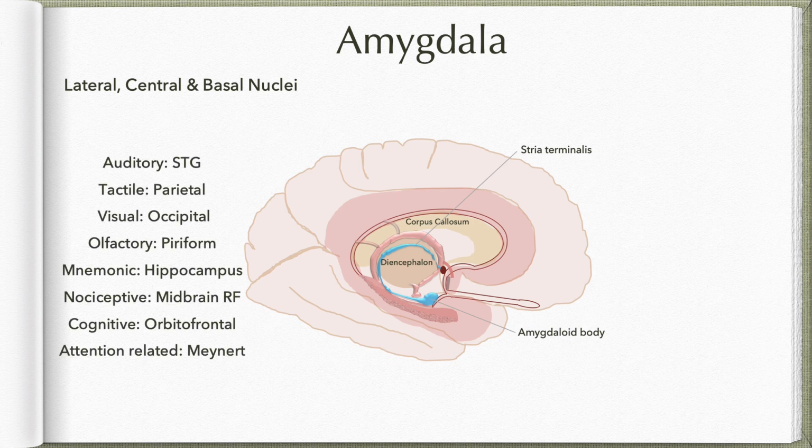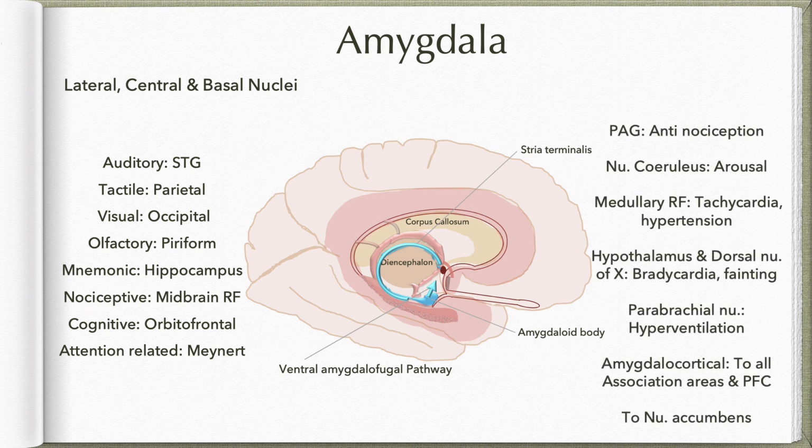It receives auditory information from the superior temporal gyrus, tactile information from the parietal cortex, visual information from the occipital cortex, olfactory information from the piriform lobe, mnemonic or memory-related information from the hippocampus, nociceptive or pain-related information from the midbrain reticular formation, cognitive information from the orbitofrontal cortex, and attention-related information from the basal nucleus of Meynert. Its main output is through the stria terminalis, and the second pathway is the ventral amygdalofugal pathway.